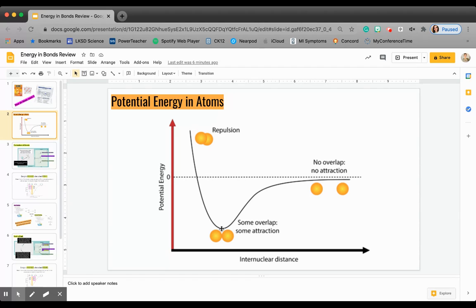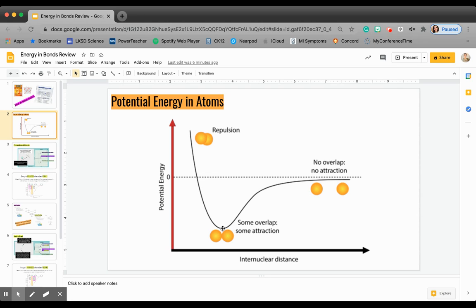A couple of things are happening here that are key characteristics you have to remember. When potential energy is at its lowest, the forces of attraction and repulsion are balanced between the atoms. Yes, the electrons are being attracted to the nucleus, but at the same time the nucleus is repelling the nucleus. When those forces are balanced, that's this point here. This is the most stable point for these atoms. At this point, this is where we're going to see bonding happen.